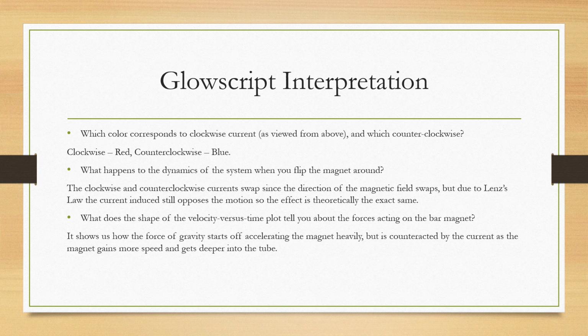For the GlowScript, the clockwise current was represented by red, and counterclockwise was blue. Any positive current was noted to be red, which means it would be going clockwise, looking down on it, and vice versa for blue.